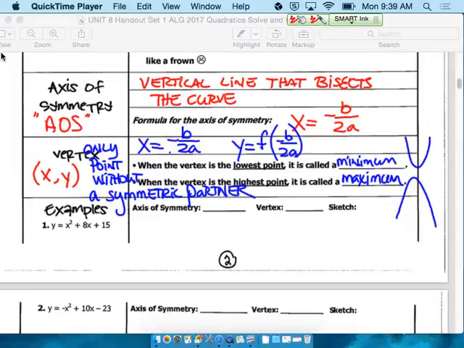And we'll explore this in class, but along a parabola, points occur in symmetric pairs, equidistant from the axis of symmetry. The only point without a symmetric partner is the vertex, which is either at the very top or the very bottom, making it a minimum or a maximum. And we will look at some of this over the next few days.